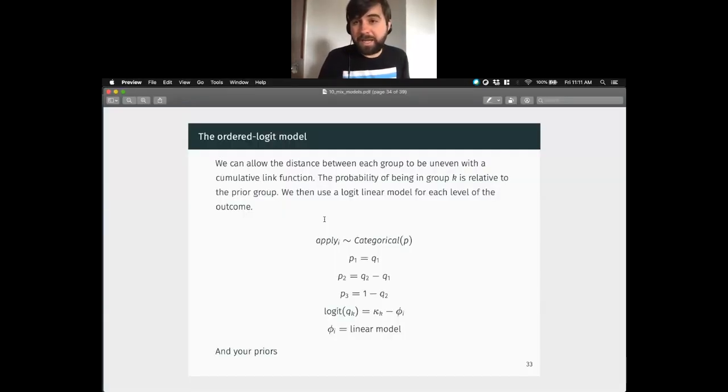Kappa k minus phi i, where phi is going to be our linear model. Okay, and we're differencing it here because of the way we've set up the cumulative link. We're going to parameterize it this way, and it works. The linear model works the same as it always has. And then our priors. And of course, our priors are going to get messy here, because we're estimating k-1 logistic regressions. So we're going to have k-1 kappa priors. And then we're going to have whatever priors we need for phi.